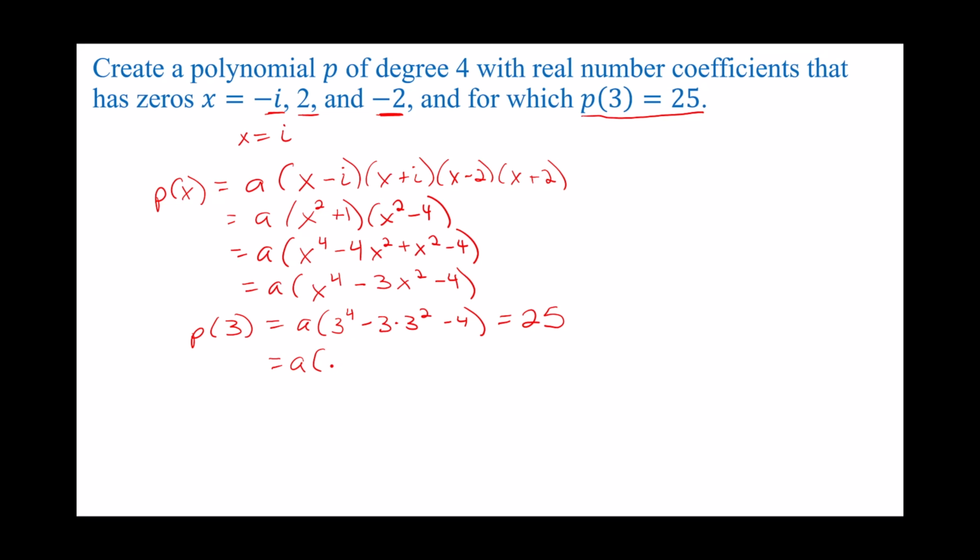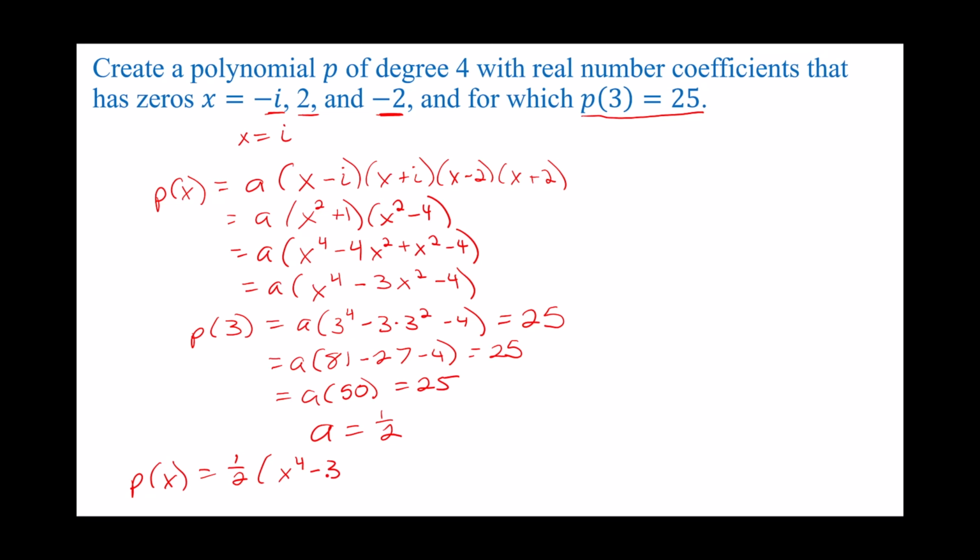So a times 81 minus 27 minus 4 equals 25. And 81 minus 27 minus 4 is 50. So a times 50 is 25. Divide both sides by 50. And I get a equals 1/2. So my polynomial with that leading coefficient now is 1/2 times x to the 4th minus 3x squared minus 4. And if you want to distribute that 1/2 through the parentheses, you would get 1/2 x to the 4th minus 3/2 x squared minus 2.